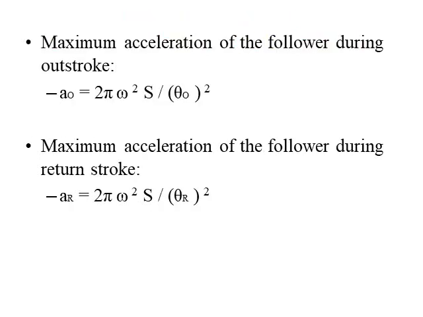Coming to the acceleration of the follower, we have these two formulas. A naught equals 2 omega square S by theta naught square. This formula is used to calculate the maximum acceleration of the follower during outstroke. Similarly, we have Ar equals 2 omega square S by theta r square. This formula is used to calculate the maximum acceleration of the follower during return stroke. So these are the formulas that we should remember, and the same will be used for calculating the acceleration as well as the velocity.